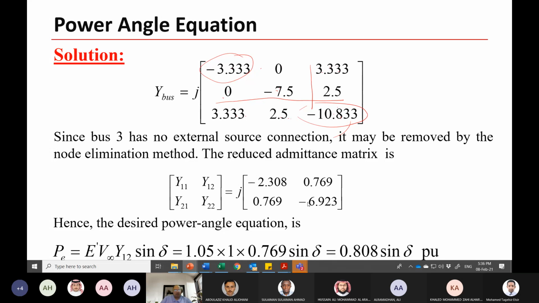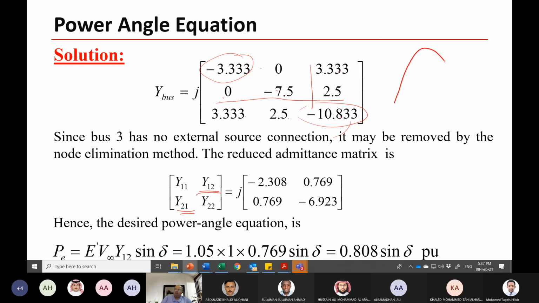And then you can convert to, and you can have here Y12. So this is Y12, which is the transfer admittance between 1 and 2. And this is the transfer admittance between 2 and 1, which, of course, will be a symmetric matrix. So you can have the electrical power equal to E prime V infinity over X12, or times Y12 sine delta. So you can multiply and then you can get this value.